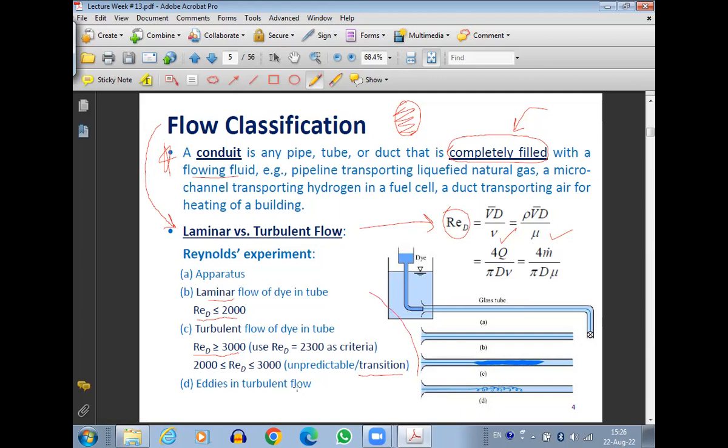So this is about the flow classification. It's laminar versus turbulent flow, and whether the flow is laminar or turbulent, for you to judge, will depend on the Reynolds number.